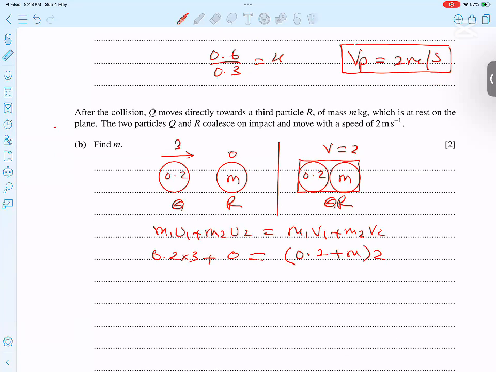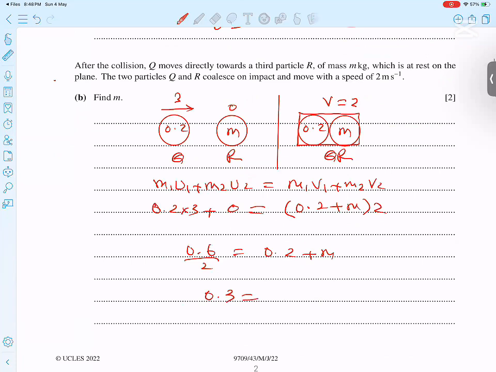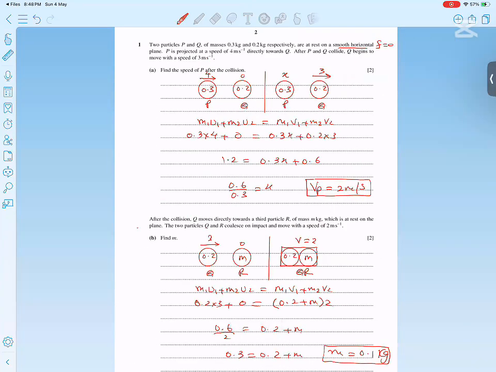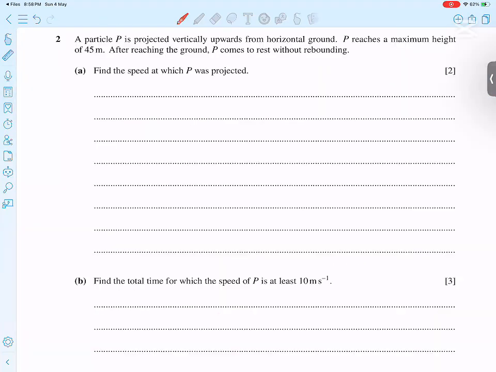So I think the rest is not a hard job for us. This is 0.6 equals 2 times (0.2 plus m). So 2 comes this way, so 0.3. So mass m becomes 0.1 kilogram. I hope the concept of the question is very clear. It was nothing hard, alhamdulillah. And this question is over.